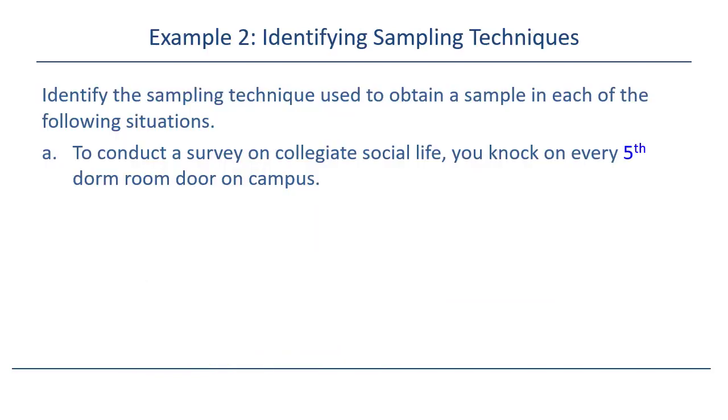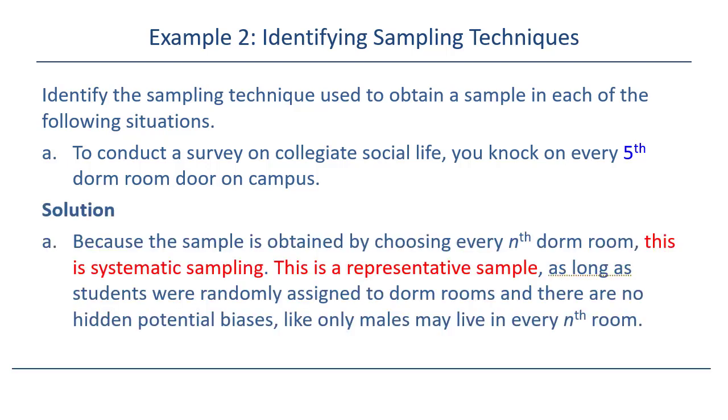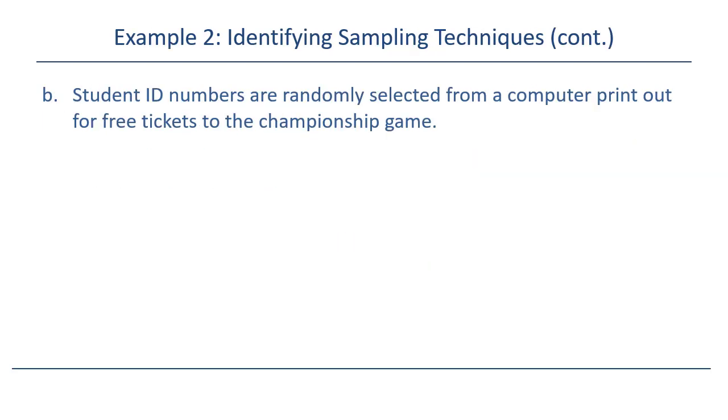All right, let's look at a bunch of examples of sampling technique to see if we can identify what they are. So to conduct a survey on collegiate social life, you knock on every 5th dorm room door on campus. What do you think that is? Well, if it's every 5th, it's got to be systematic. All right. Student ID numbers are randomly selected from a computer printout for free tickets to the championship game. So we've got a whole list of numbers and we're just going to randomly pick a bunch. What does that sound like?